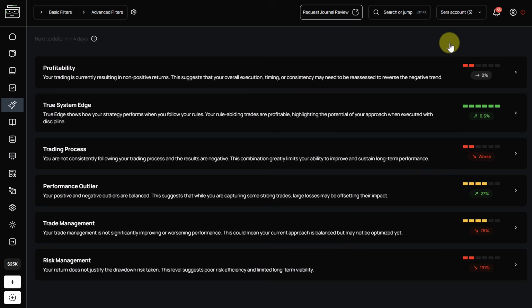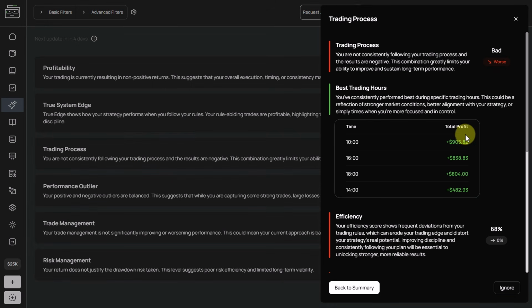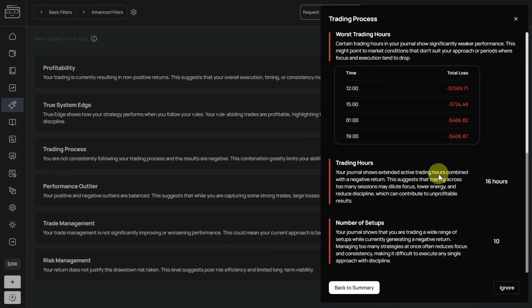So remember, when we looked at the Edge Finder, we also saw that there are issues with the trading process. What does it typically mean on a trading process? When we look here at the trading hours, 16 and 10 setups. So he's trading 10 setups and he's trading 16 hours per day. Not every day, but he has 16 active trading hours. And this combination, based on 10 years of analyzing data and looking at hundreds of thousands of trades with the Edgewonk review, we have seen that this is a really bad combination. And typically a lot of struggling traders trade way too many setups and trade way too long per day.